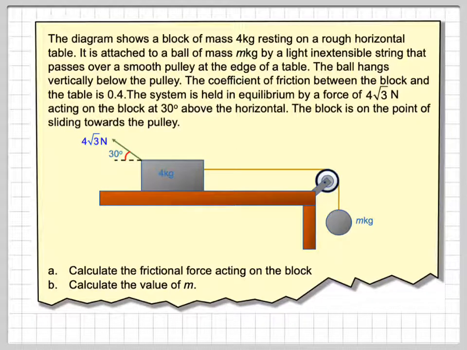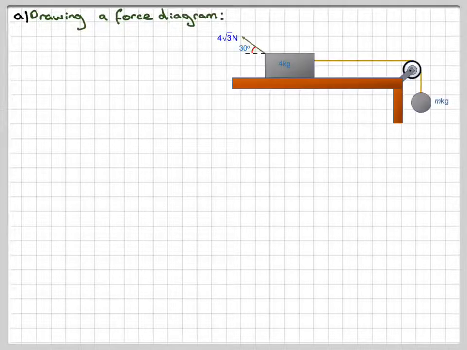Right, so before you attempt a problem like this, step number 1 is to draw a force diagram. On the block we have a weight of 4g acting downwards, and the normal reaction acting upwards from the contact of the block with the table. As it's tending to move towards the pulley, even though it's in equilibrium, the frictional force will be here, so F is equal to μR. It's on the point of sliding, so it's equal.